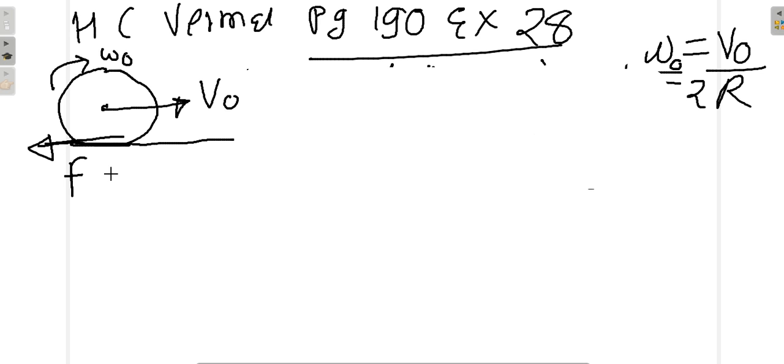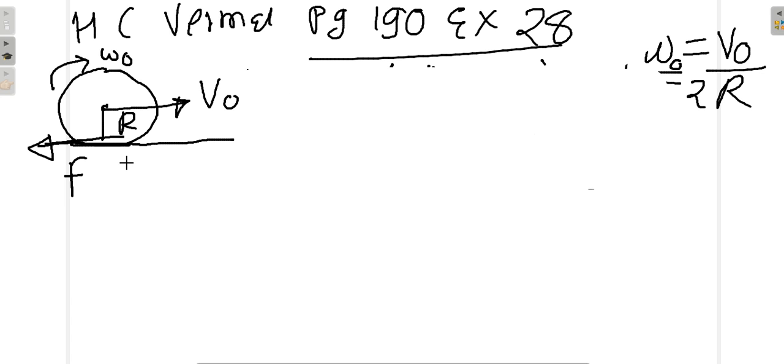I think this point is fairly clear. This force of friction, which is acting opposite to v naught, will decrease v naught. At the same time, the torque of F about the center is clockwise. Omega naught is also clockwise, so it will help to increase the value of omega naught. Now we are going to use two equations, that is, Newton's equations of motion.